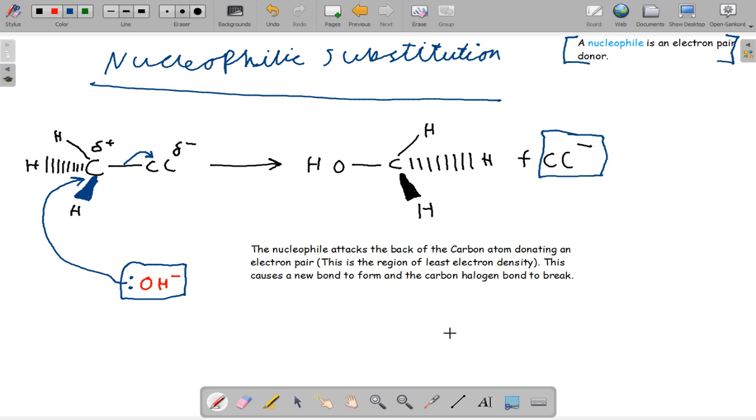We get, if I draw this normally, methanol and a Cl- ion. So that's all the reaction mechanisms.